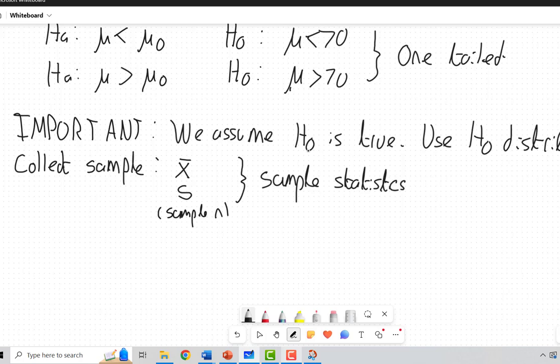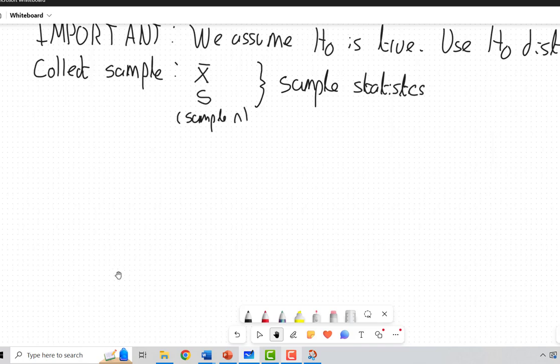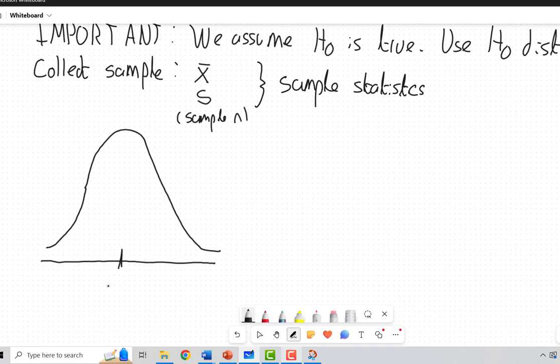So imagine we have a sampling distribution, but H0 is true. So we're going to draw our little sampling distribution. But we have H0 is true. So if H0 is true, we're going to be centered at mu 0. And you can see we have all our X bars. It's still a sampling distribution, but it's centered at H0.